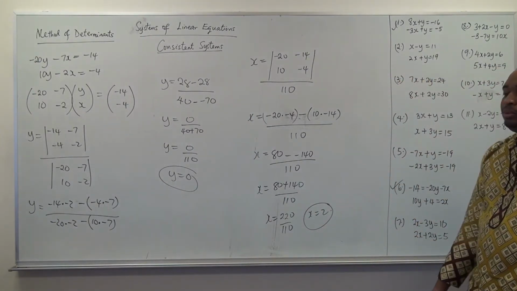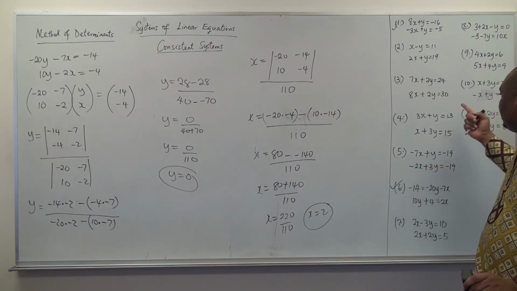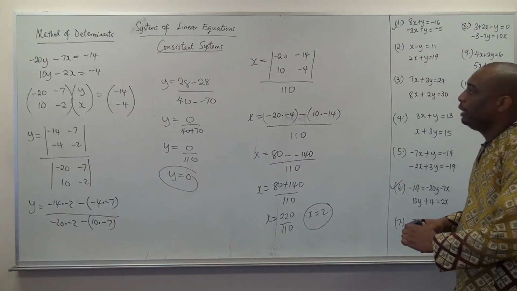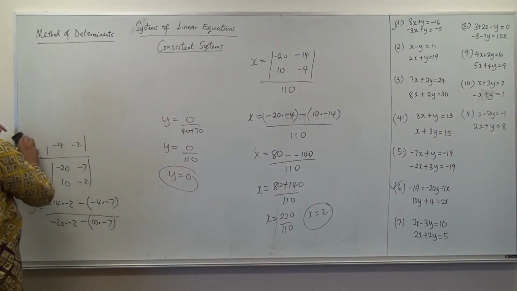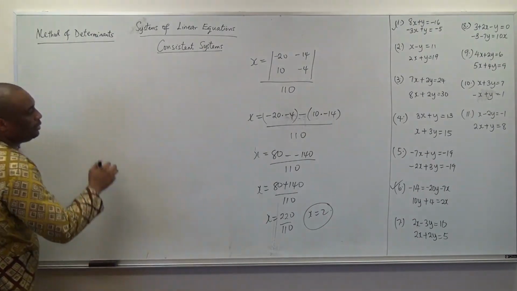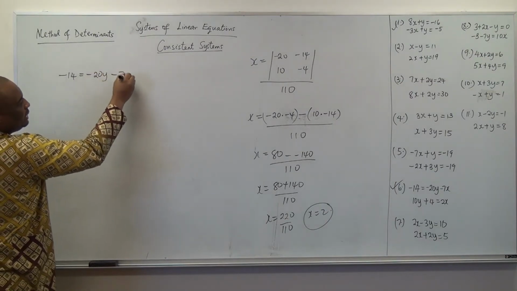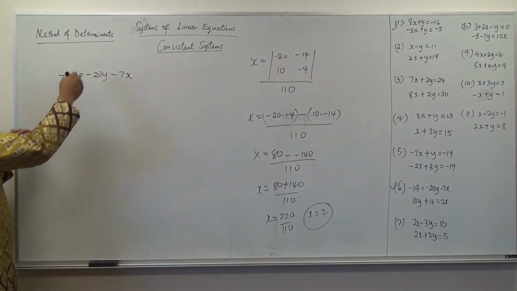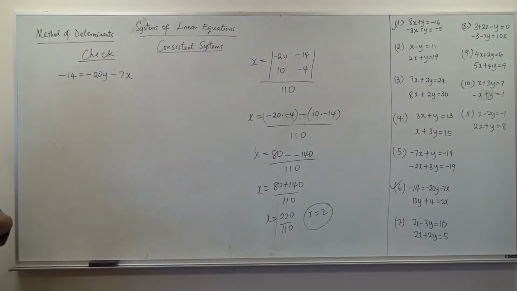So our x is 2 and y is 0. What do you do next? You just check. The same way we've been checking it is the same way we check it this time. When you check it, you have negative 14 equal to negative 20y minus 7x. You have to check with the main equation. Don't check with the modified equation. Check with the main problem.